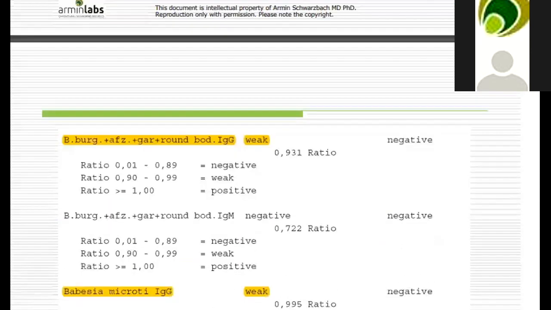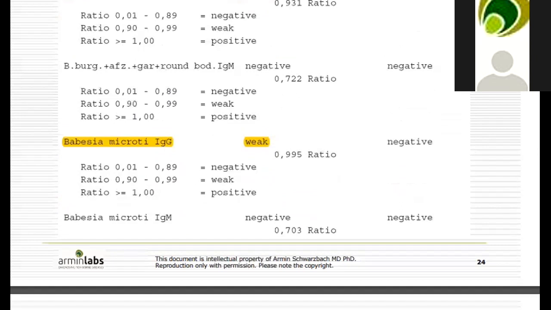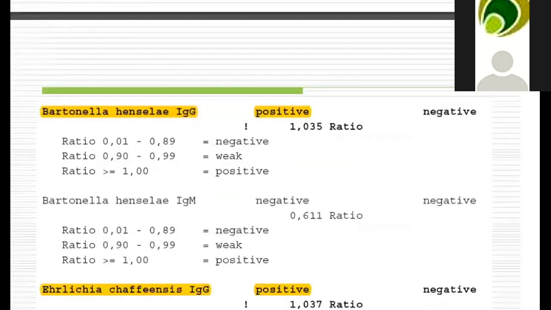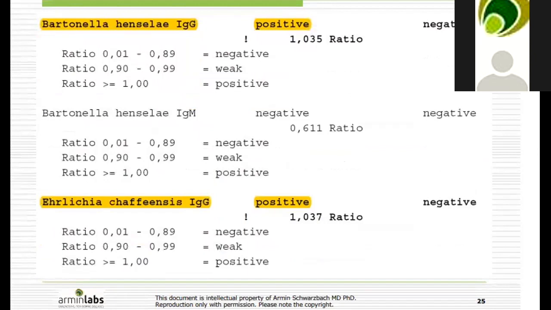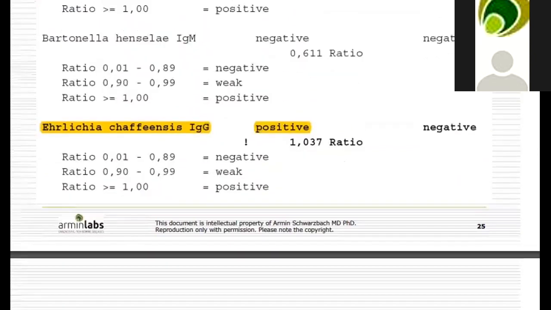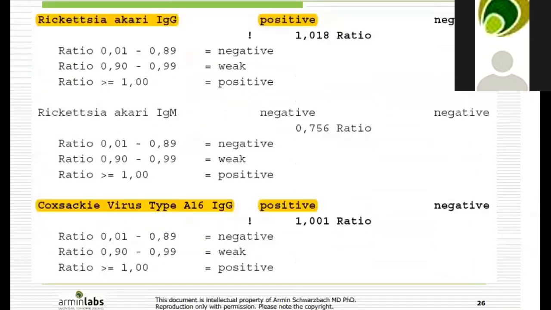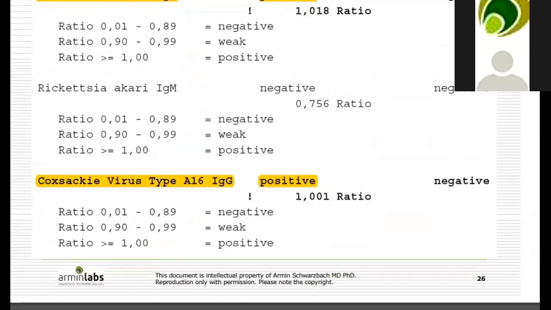The last patient I want to show you, it's patient number 3. So you can see here a weak positive IgG for the spirochetal form of Borrelia burgdorferi. You can also see here the IgM is negative for the spirochetal form. You can find weak positive Babesia microti IgG. You find a clearly positive Bartonella henselae IgG. No, not IgM is positive. We found Ehrlichia schaffensis IgG positive. We found Rickettsia IgG positive, not IgM positive.